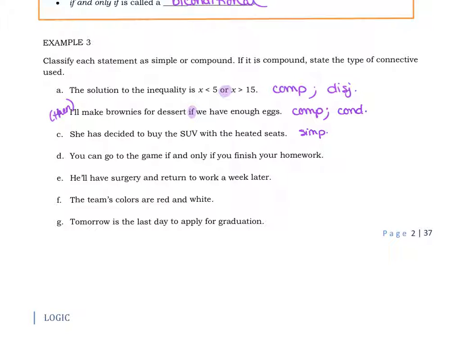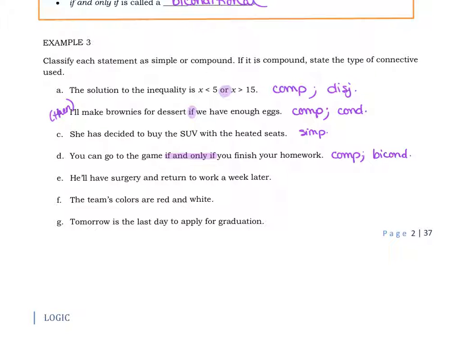D, you can go to the game if and only if you finish your homework. Again, we have two ideas: you can go to the game, you finish your homework. So this is a compound statement. And I think there is a pretty decent giveaway whenever it says if and only if. That is your biconditional.